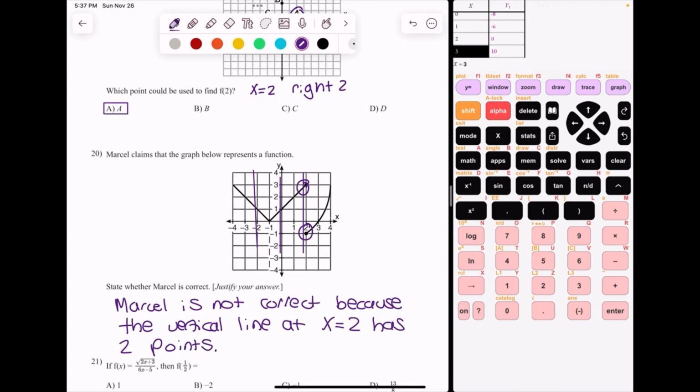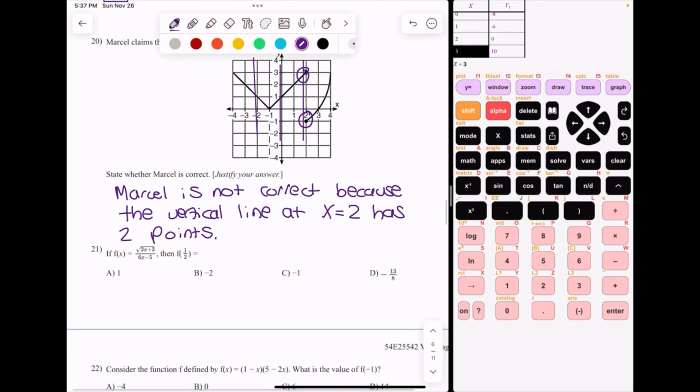All right, if f of x equals that, then what is f of 1/2? Just meaning that x equals 1/2, and we are going to type that in. So I'll put my fraction. On the top, I have the square root of 2. Instead of x, I put 1/2 plus 3. On the bottom, I put 6. Instead of x, I put 1/2 minus 5. And we get -1 as an answer.